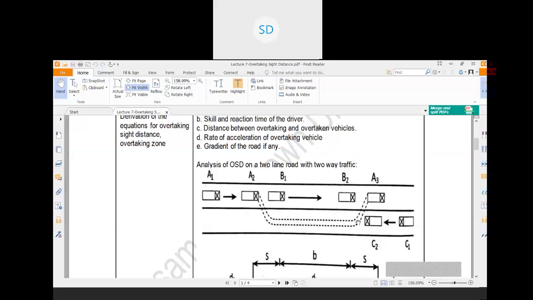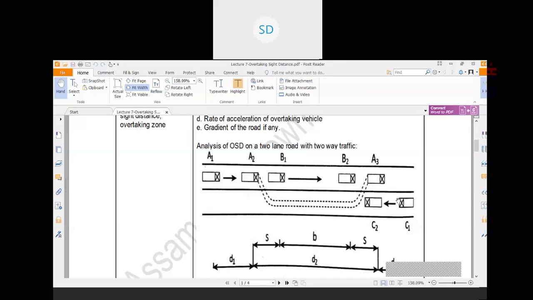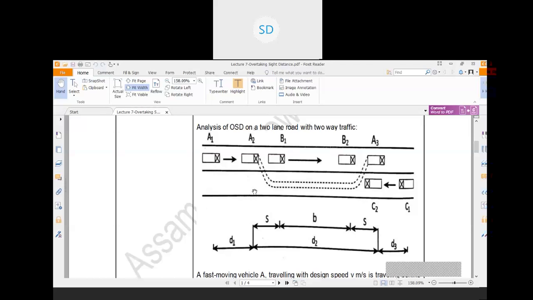Now in this overtaking operation, another vehicle, vehicle C, is moving from the opposite direction. During this overtaking operation, this vehicle travels a distance from C1 to C2 with the design speed. So the total overtaking distance is D1 plus D2 plus D3. D1 is the distance when vehicle A is following vehicle B, adopting the speed of vehicle B. Then D2 can be divided into two parts, that is spacing plus B, where B is the distance between B1 and B2. We'll get to know about all these things. And D3 is the distance traveled by the opposing vehicle from position C1 to C2.